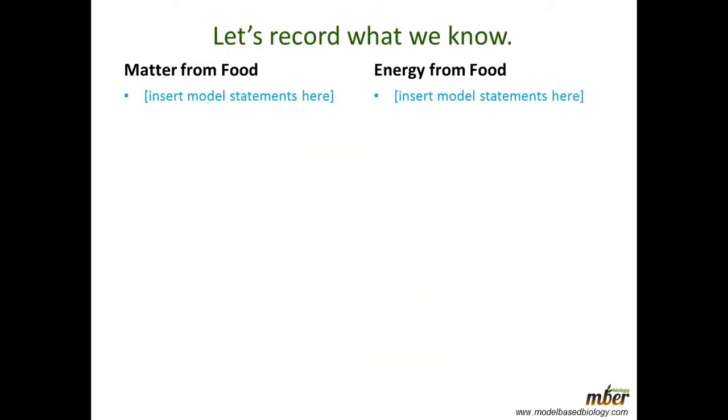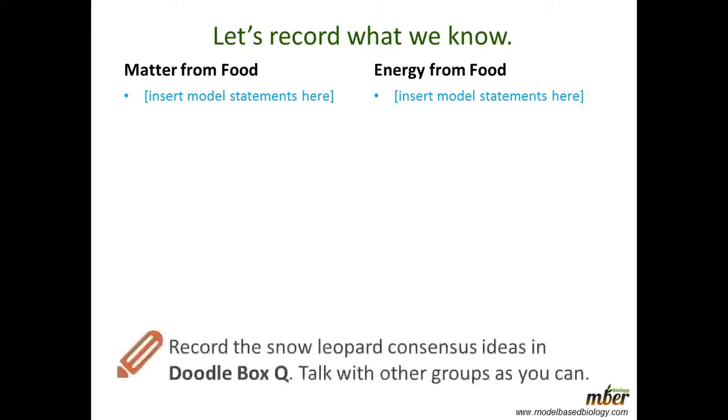All right, and then record what you know. So let me have this list from your table: matter from food, energy from food. Give me some model statements. What do we know now? All that we've learned about food in the last few weeks, all that we've learned about energy from food in the last few weeks. So go ahead and create that on a separate piece of paper, and you can put all of your names on it. If there's only 2 of you, then just put your 2 names. If there's 5 of you, put all 5 of your names. Now record everything that you're in agreement with in Doodlebox Q. And you can also go outside and talk with other groups and add to it if you'd like.